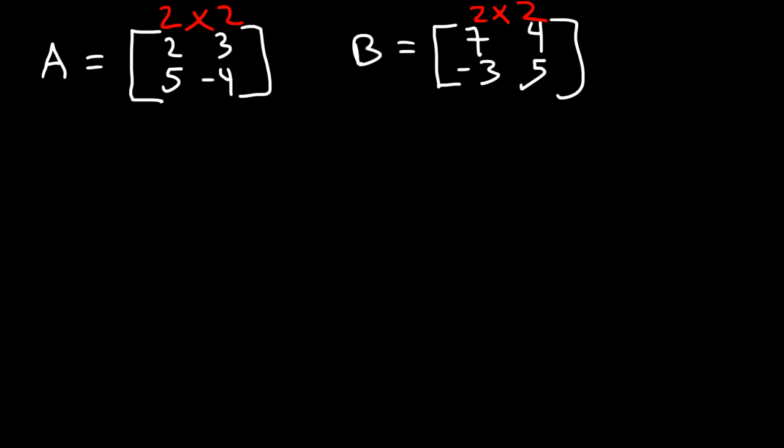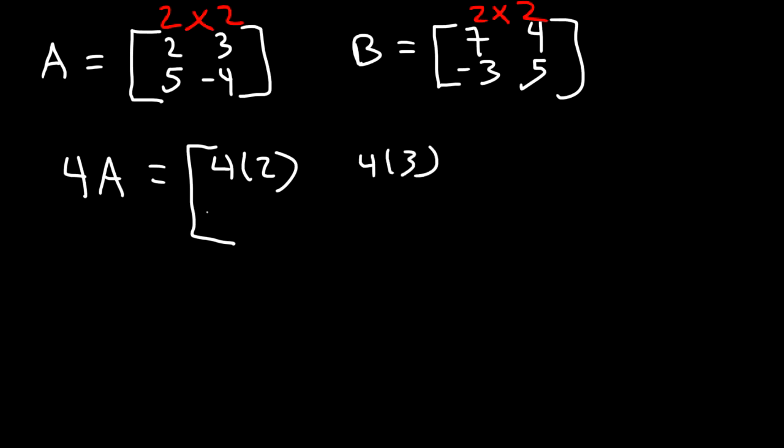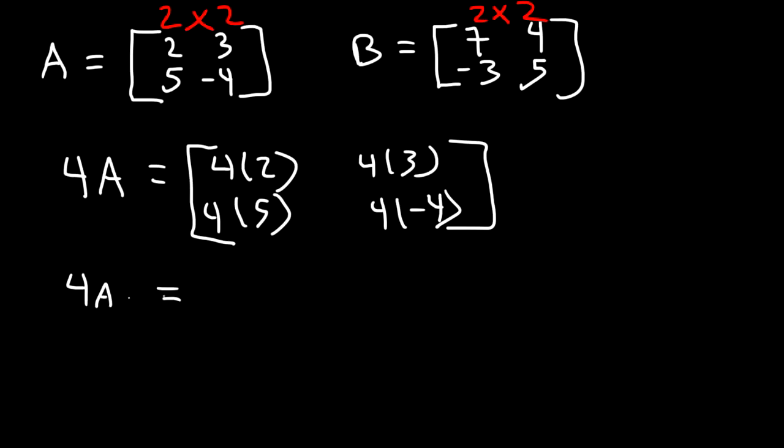Now let's say you want to multiply matrix A by 4. What will you get? For 4 times A, all you need to do is multiply every element by 4. So it's going to be 4 times 2, 4 times 3, 4 times 5, and 4 times -4. So 4A is going to equal 8, 12, 20, and negative 16.